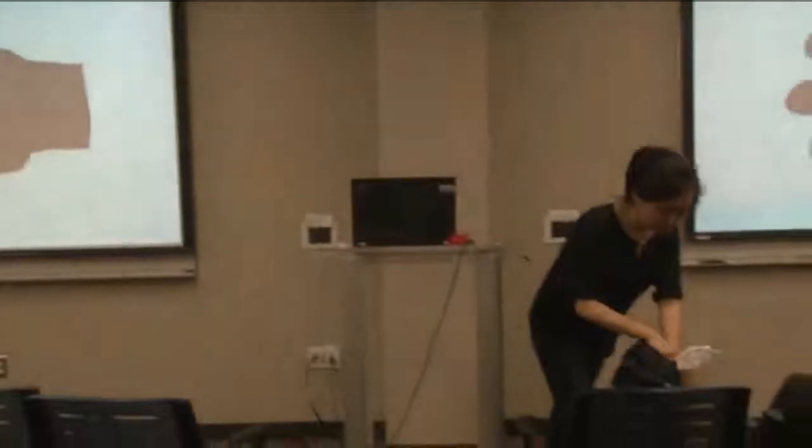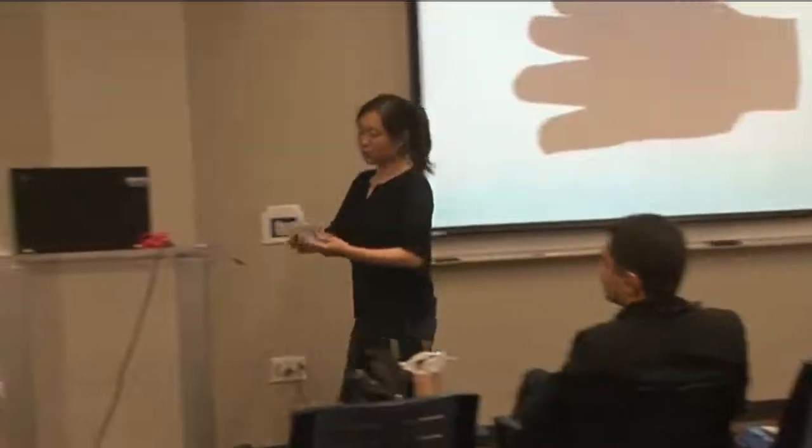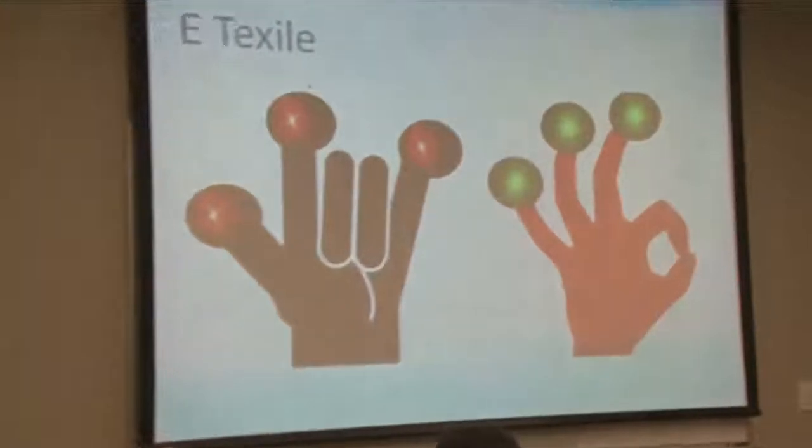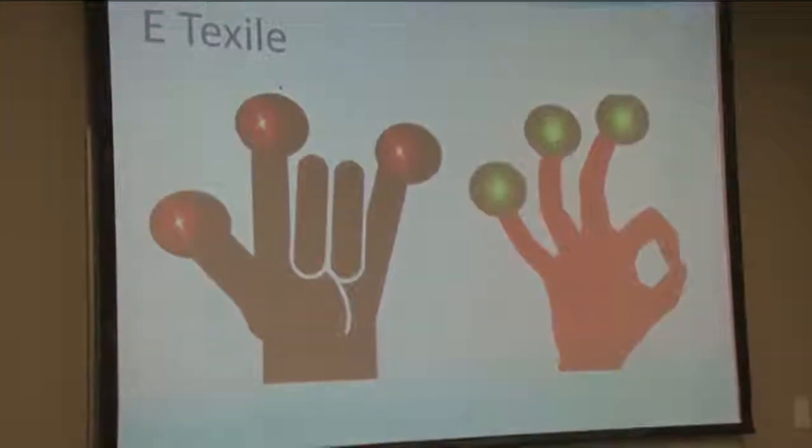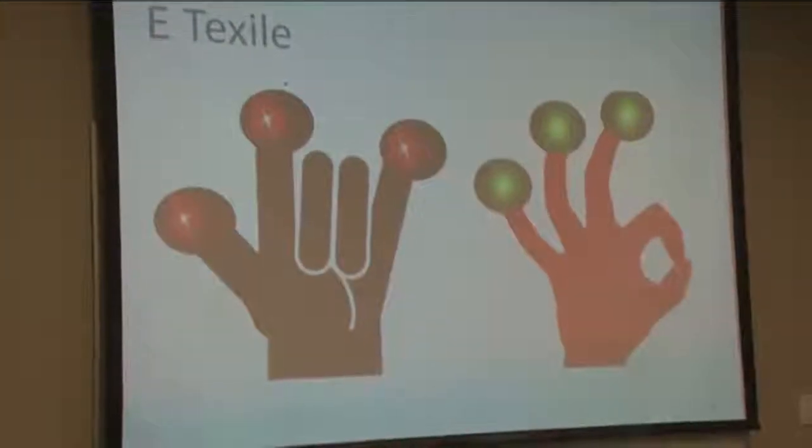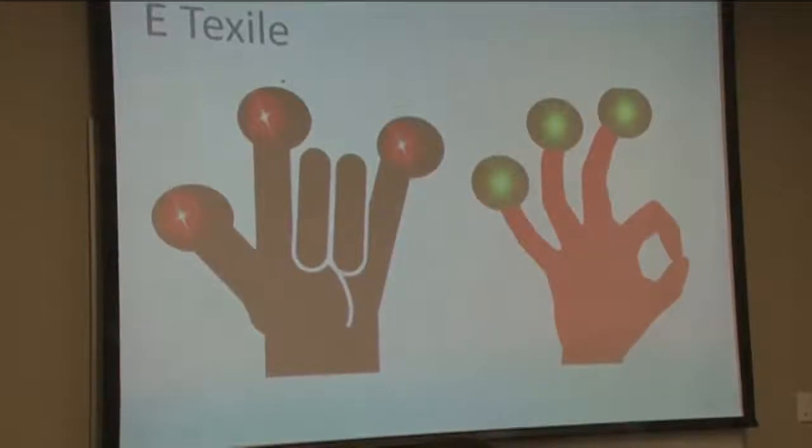And then the second one is called e-textile, in which students can sew the electricity onto their clothes, hats, and gloves. For example, with the gloves, they can make an OK glove. Once they do this, the lights will be turned on. Oh, and an I love you glove, the other one, and the first one.